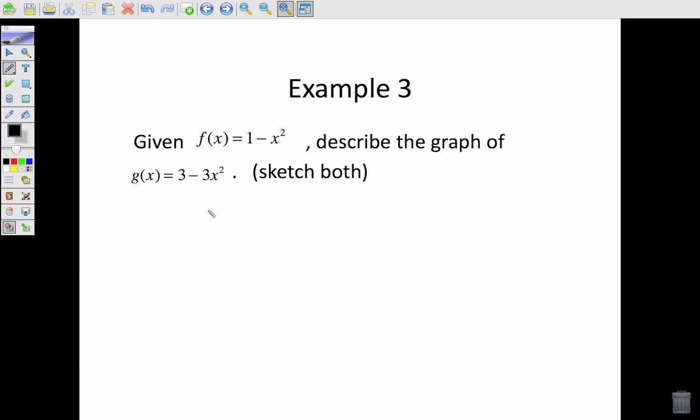All right, let's look at example 3. So here's the given function, f of x equals 1 minus x squared. Describe the graph of g of x equals 3 minus 3x squared, and it says to sketch both of them. Well, let's go ahead and sketch the first one. We could use just a table of values to sketch it.